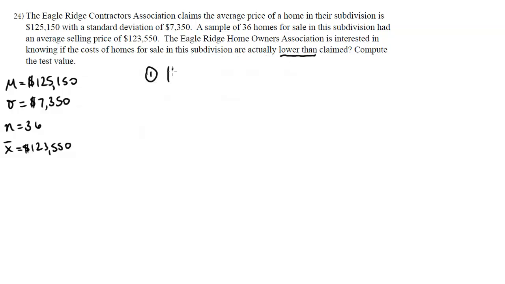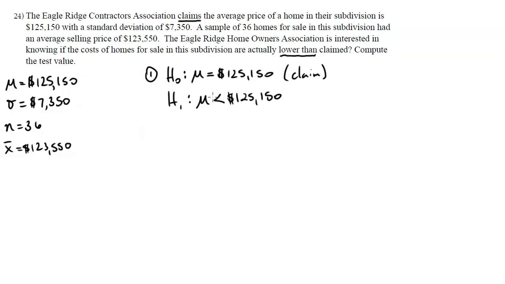So, null hypothesis is that population mean is actually 125,150. And that's actually the claim, right? Because that's what they claim. They claim that the average price is that. So that's the claim. And the homeowners association is interested in saying, well, maybe no, maybe it's lower than that claim.